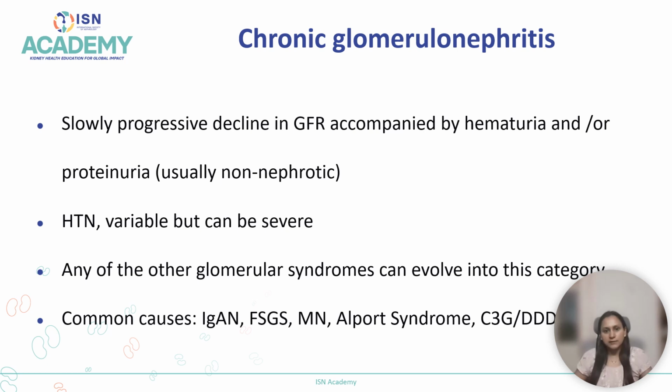Chronic glomerulonephritis presents as a slowly progressive decline in GFR accompanied by hematuria and proteinuria. Hypertension is usually variable but severe towards the later stages of glomerulonephritis. Any of the glomerular syndromes can evolve into chronic glomerulonephritis. The common causes are IgA nephropathy, focal segmental glomerulosclerosis, membranous nephropathy, Alport syndrome, C3 glomerulonephritis, dense deposit disease.